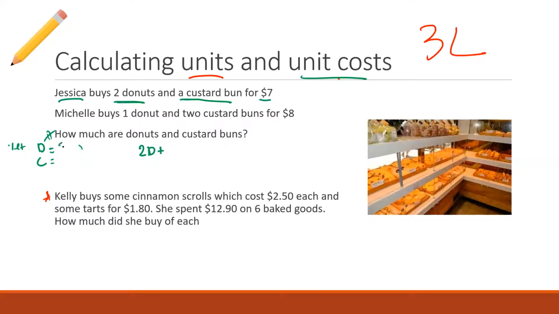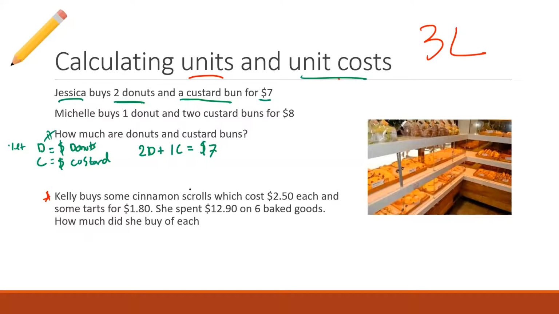Now this might seem silly, but the fact is that if I go 2D, I'm actually saying 2 times the price of the donuts, not 2 times the amount of donuts. It's going to be very important, especially when we compare this with the next question. So 2 times the price of donuts plus the price of 1 custard bun, and that happens to equal 7.